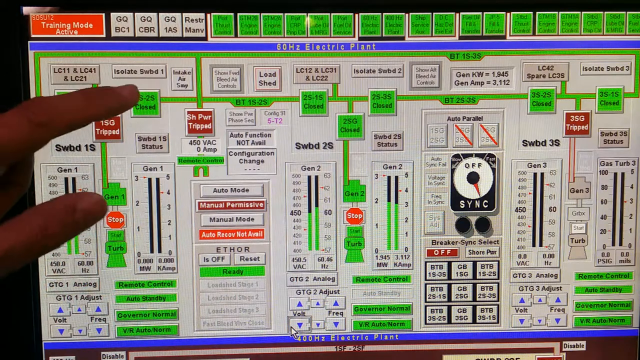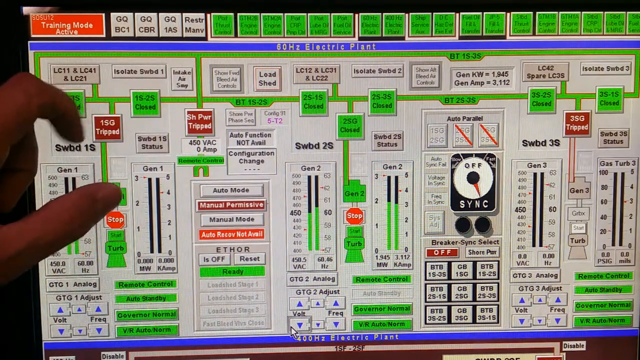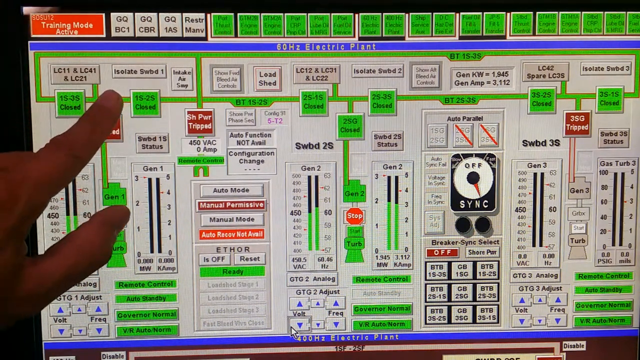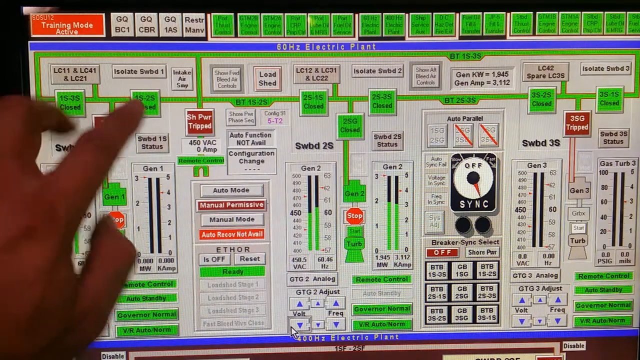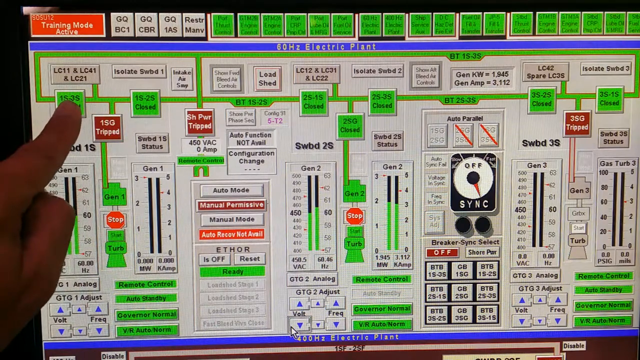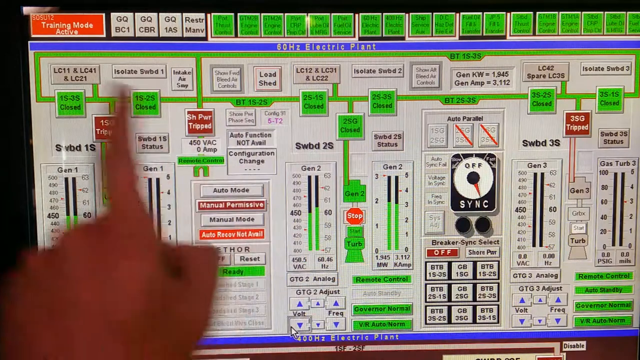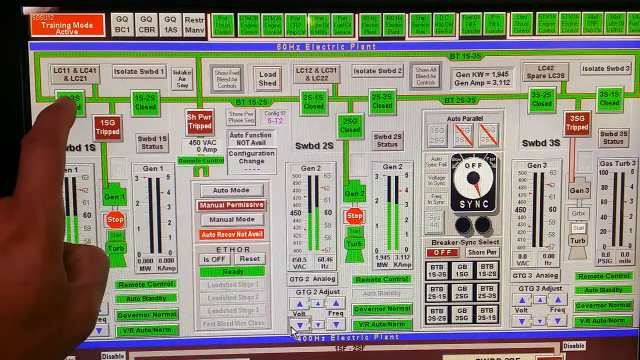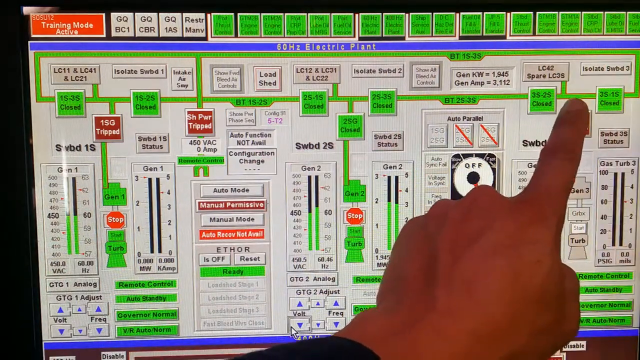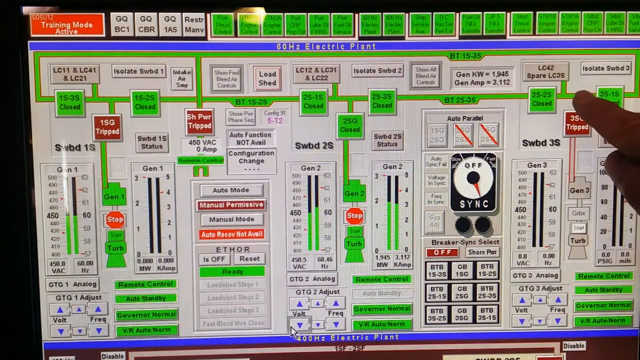The breakers are also labeled according to where they're associated. This one over here begins at switchboard one, so both of the bus ties begin with one. Since this one connects this switchboard to number three switchboard, it begins with one switchboard dash three switchboard, because that's going to be the other side of the bus.